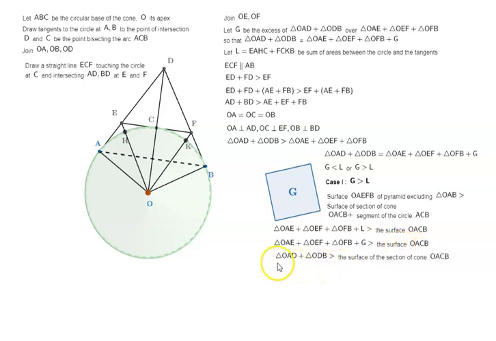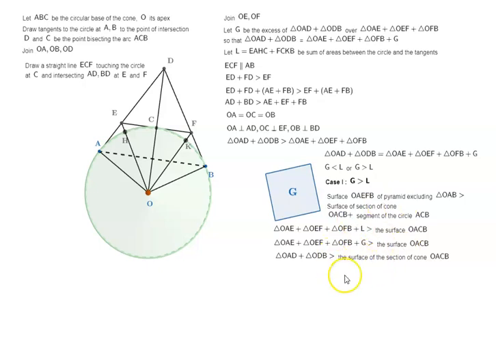So now triangle OAD plus triangle ODB is going to be greater than the surface of the section of cone OACB. Why? Because triangle OAE plus triangle OEF plus triangle OFB plus G is equal to triangle OAD plus ODB. So we are substituting this with triangle OAD plus triangle ODB.